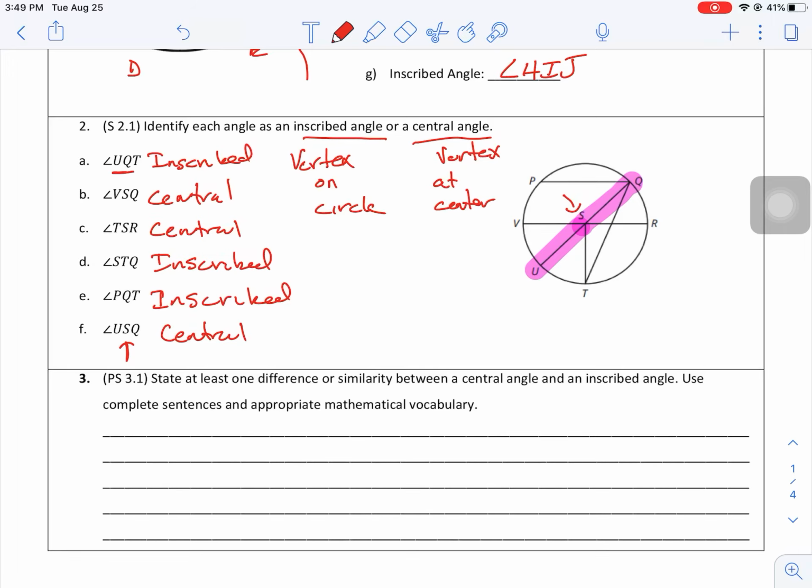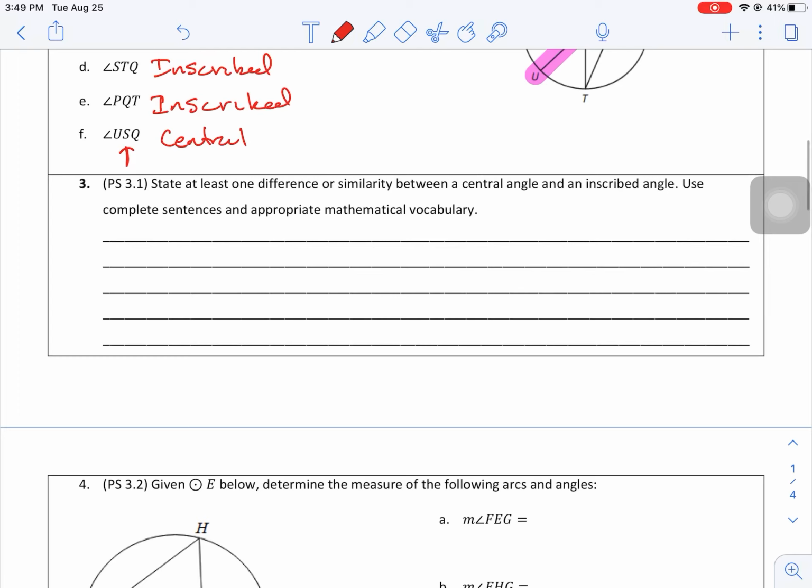Okay? So they try to trick you with that last one. All right? Number 3. State at least one difference or similarity between a central angle and an inscribed angle. Use complete sentences in appropriate mathematical vocabulary.